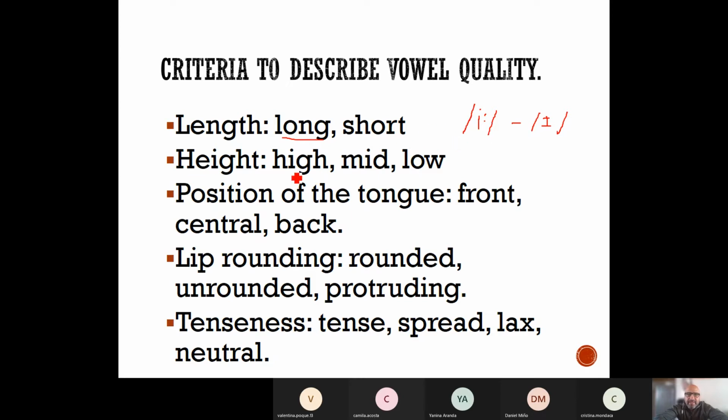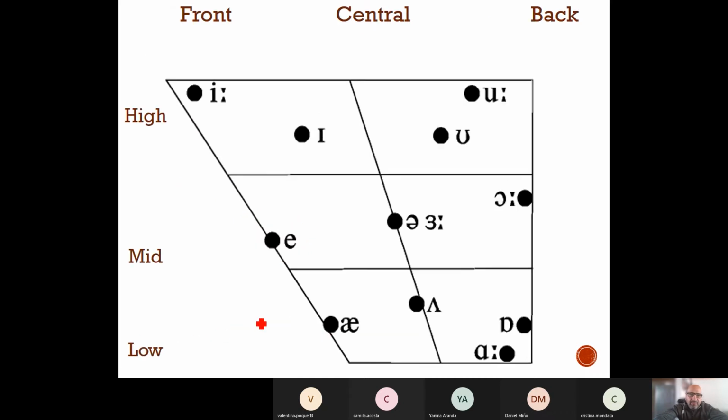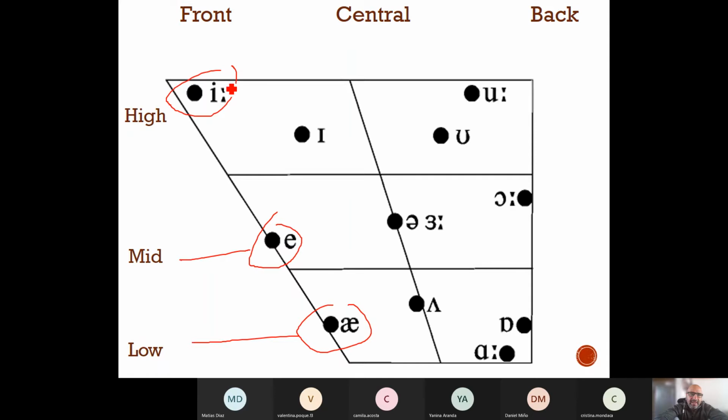In the case of height, we have high, mid, and low, right? In the case of E, it's a high vowel sound, because the tongue is up. The other is a mid vowel sound because the tongue is almost in the middle. And this one is a low vowel sound, right? Low. Mid. High.